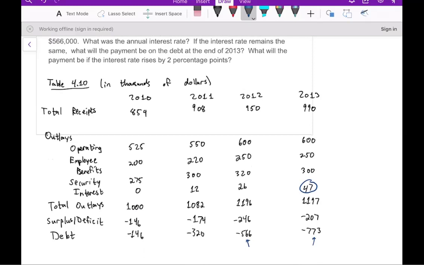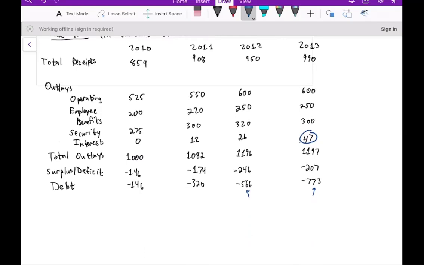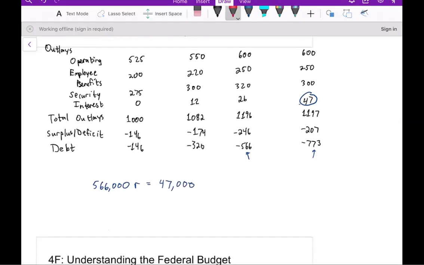Now, if the interest rate remains the same, what would the payment be on the debt at the end of 2013? So we would want to calculate that for this amount right here. And of course, what would the payment be if the interest rate were to rise by 2 percentage points? So first we need to figure out the interest rate of this 47th. So we know that if we take our $566,000 and multiply it by some interest rate, R, we're going to get that the interest is $47,000. Okay, so we can get R by dividing both sides by 566,000. And if we do that, that's going to give us our interest rate here. So let's do 47 divided by 566,000. And that would give us an interest rate of 8.3% roughly.